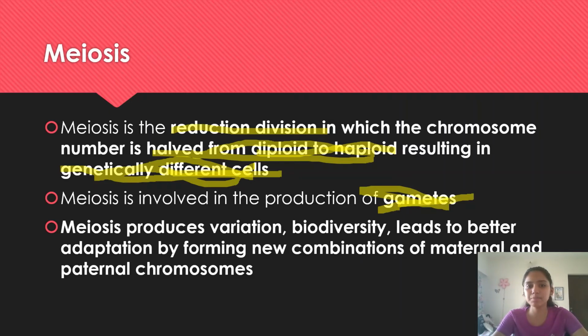And then this is a point you will learn later in chapter 18. Meiosis is the root cause of variation, biodiversity, and leads to better adaptation because of the formation of new combinations of maternal and paternal chromosomes. So basically, meiosis produces genetically different cells, right? So that leads to variation and biodiversity. That's how it works.